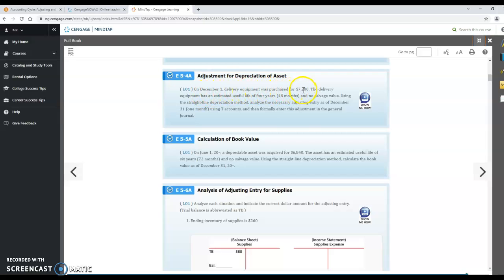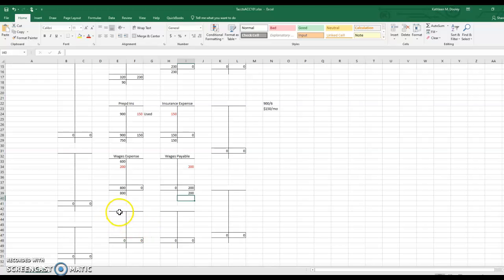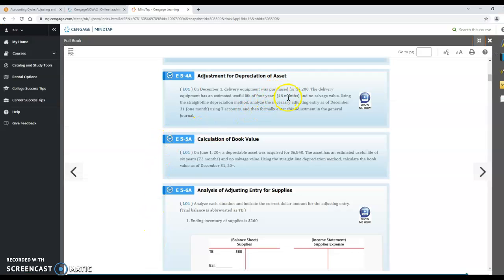December 1st, delivery equipment was purchased for $7,200. So on the 1st, we purchased this equipment for $7,200. So we would have debited equipment and we would have credited, if we paid cash, we would have credited cash. If we had purchased the equipment on account, we would have credited accounts payable instead. Okay, so that happened on the 1st. So now what we're looking at is the end of the period, the end of the month. And we want to say how much did we use this equipment for 1 month.